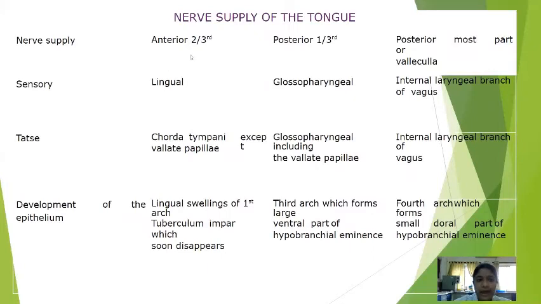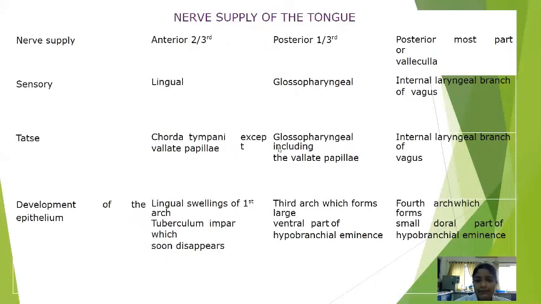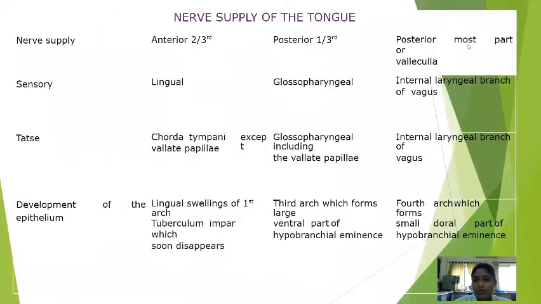Coming to taste, anterior two-third, chorda tympani except the vallate papillae. Chorda tympani, taste. For the posterior one-third, glossopharyngeal, including the vallate papillae. The posterior most part or vallecula, internal laryngeal branch of vagus, the same vagus nerve.